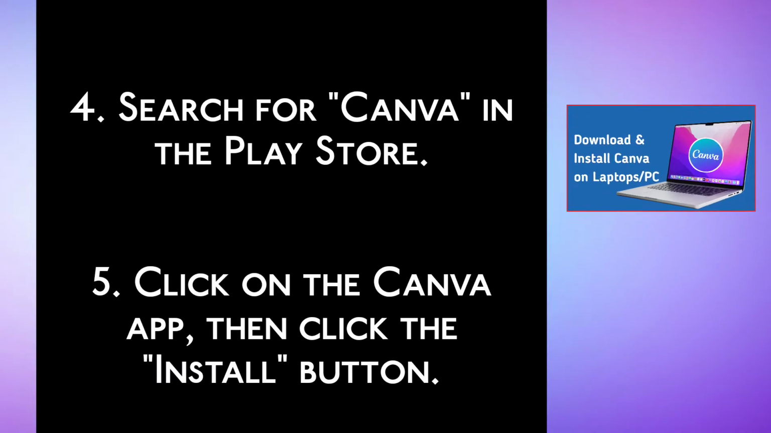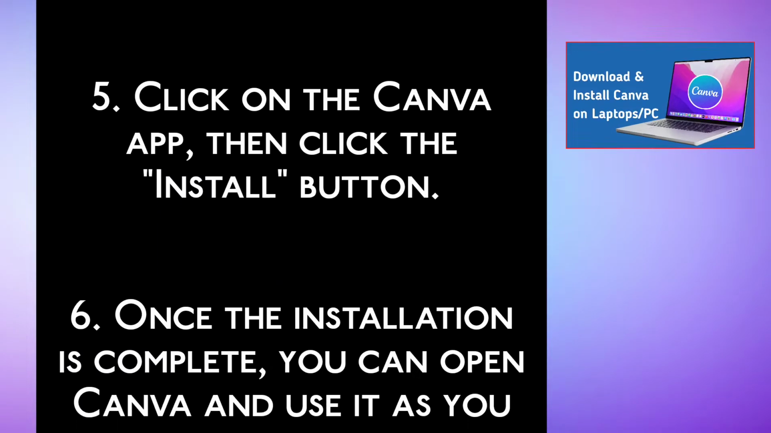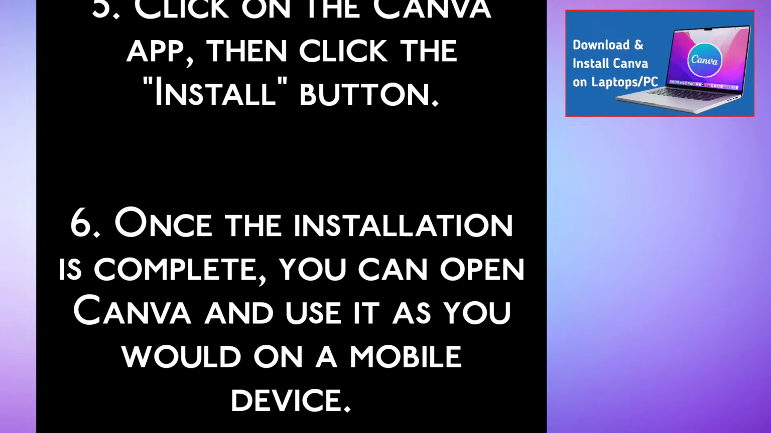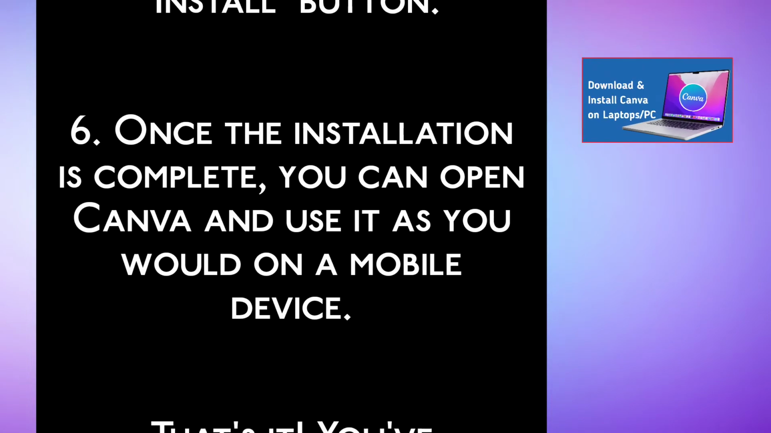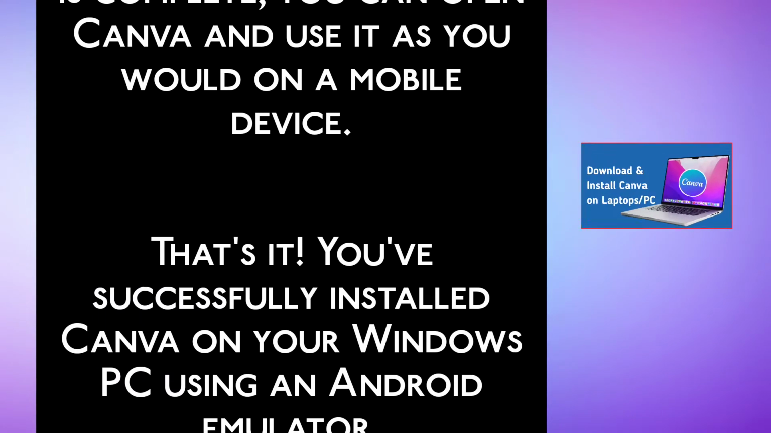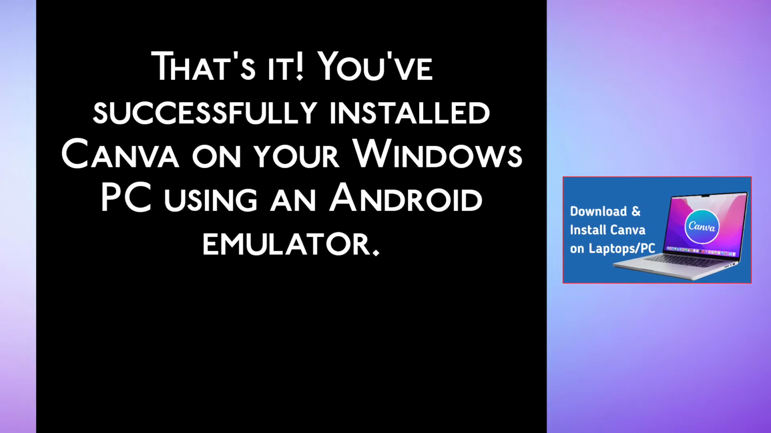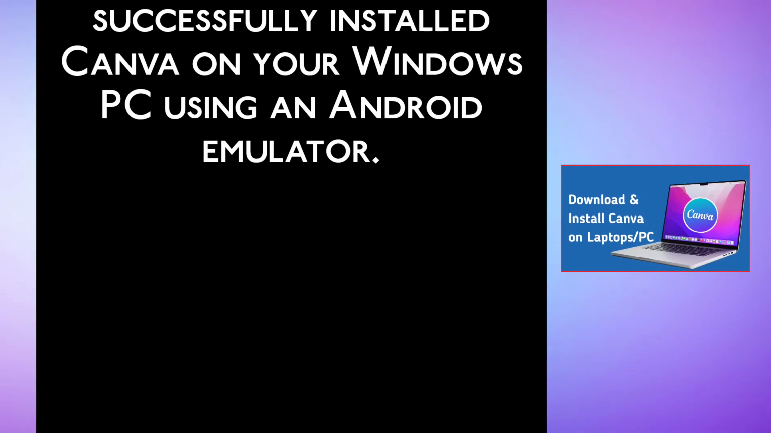Step 4. Search for Canva in the Play Store. Step 5. Click on the Canva app and click the install button. Step 6. Once the installation is complete, you can open Canva and use it as you would on a mobile device. That's it. You have successfully installed Canva on your Windows PC using an Android emulator.